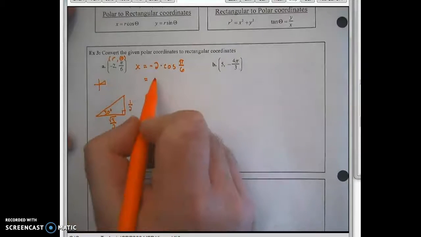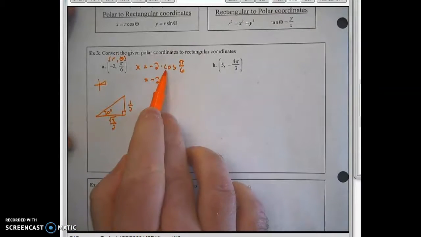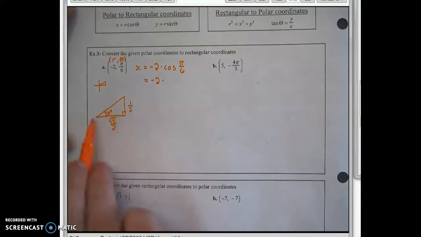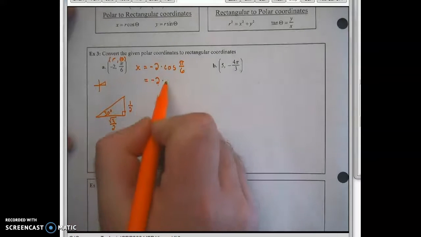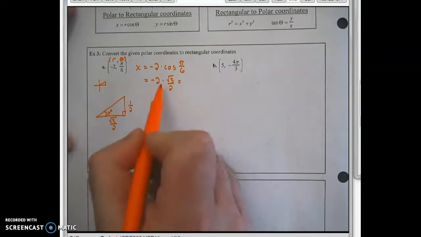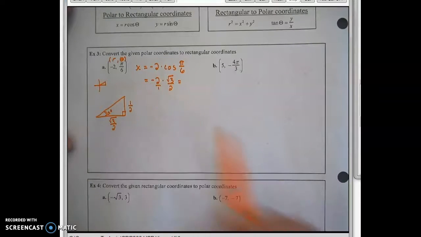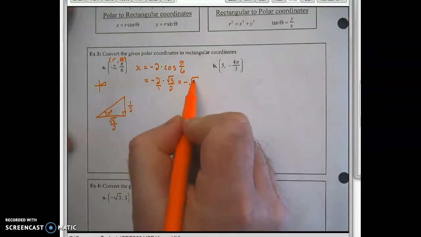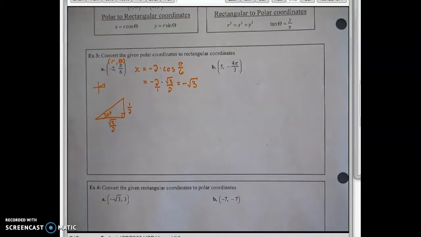Okay, so now I can come back up here. Negative 2 times cosine of pi over 6. This is the pi over 6 triangle. Cosine is the x side, so that's the square root 3 over 2. Do a little cross multiply, make that into a fraction. Those 2's are going to cancel, and I'm now left with negative root 3.